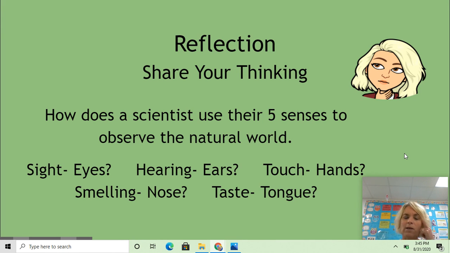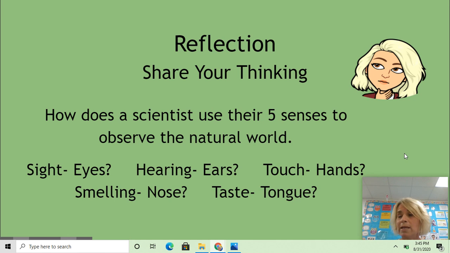With sight, I want you to be thinking about your eyes. Hearing, think about your ears. Touch, think about your hands. Smelling, think about your nose. And taste, not that a scientist uses the sense of taste very much, because a lot of times we don't want to taste something that we're investigating. We would use our tongue for the sense of taste. So we're going to share out during our reflection time, during our Google Meet time, about the 5 senses.